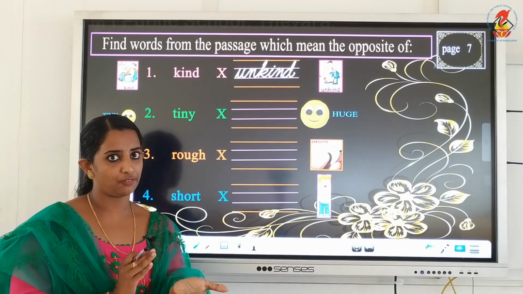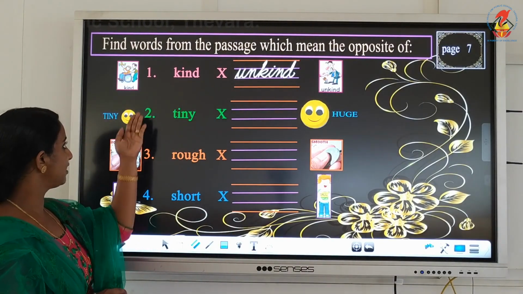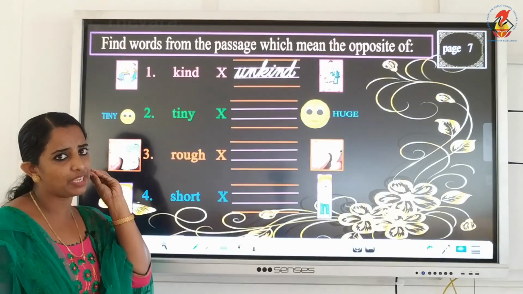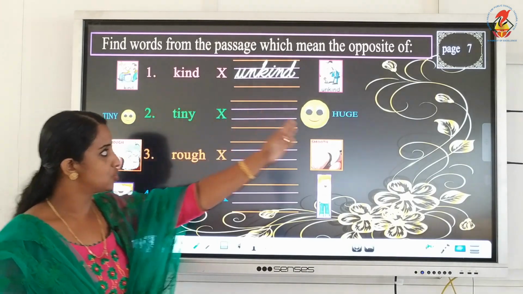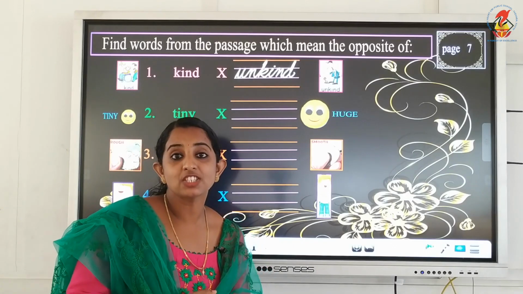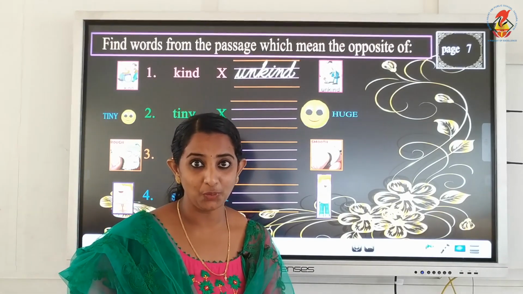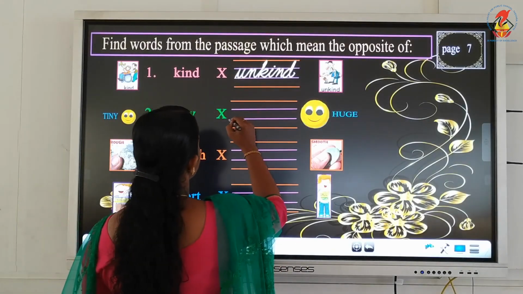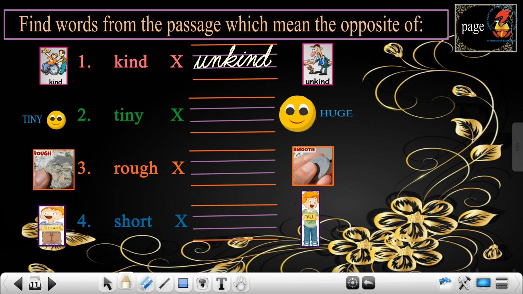Now moving on to the second question we have tiny, tiny, small. So what will be the opposite of tiny? You see the image here, you can see a tiny image of a smiley. Now just opposite you have here huge. Repeat after me, children. Huge. H-U-G-E, huge. Right here. Touch the line, slant your letters towards your right hand side. H-U-G-E, huge. Repeat after me, huge.